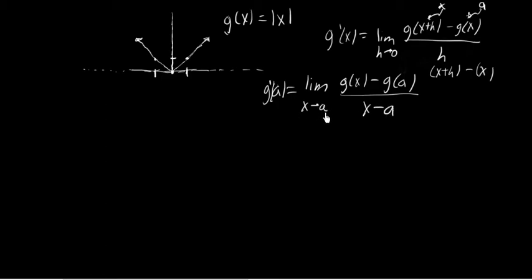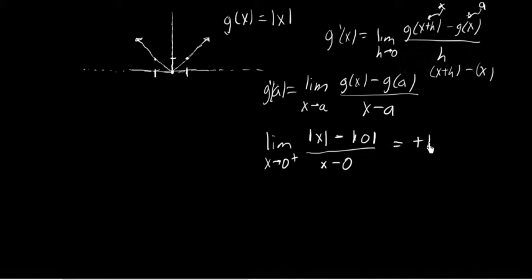Now when a is 0, we're looking at the limit as x approaches 0. Approaching 0 from the right, the absolute value of x behaves like y equals x, which is a line of slope 1. It has fixed slope 1, no matter how close we get to x equals 0. So the limit as x approaches 0 from the right of g of x, well, this is the absolute value of x, minus g of a, the absolute value of 0, over x minus a, so over x minus 0.